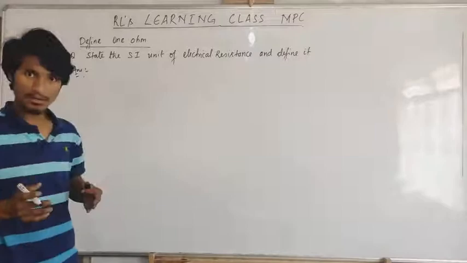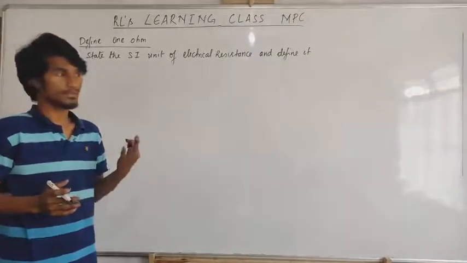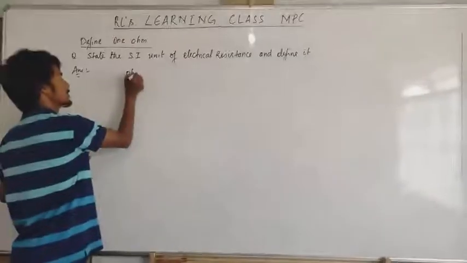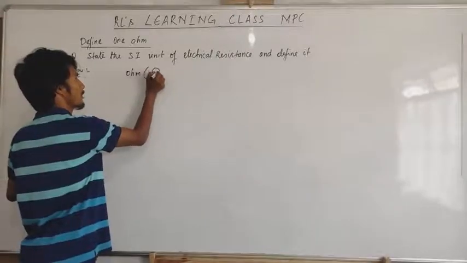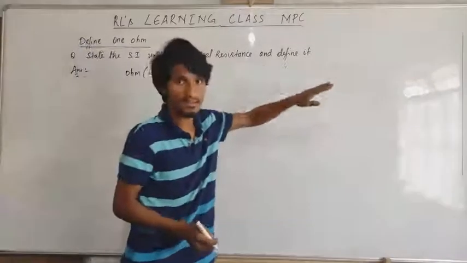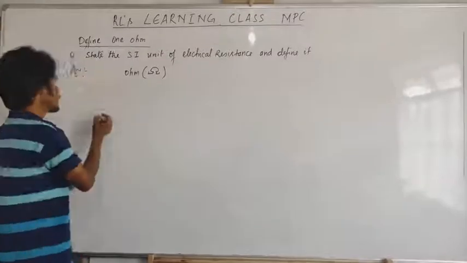State the sign of electrical resistance. You already know the sign of electrical resistance, that is ohm. But the question also says define it. It means define one ohm. Okay.